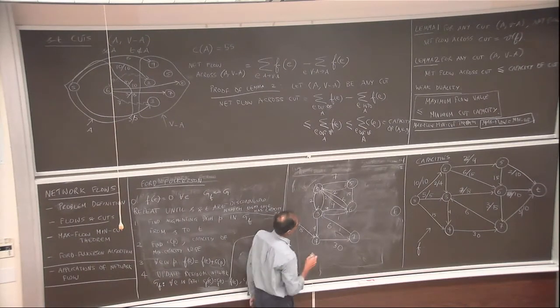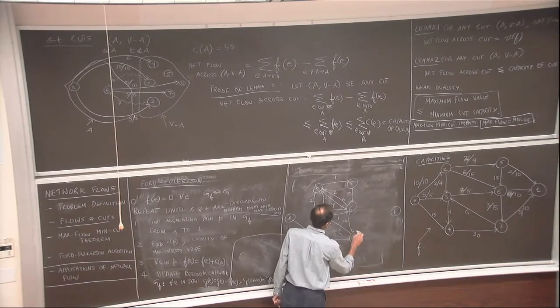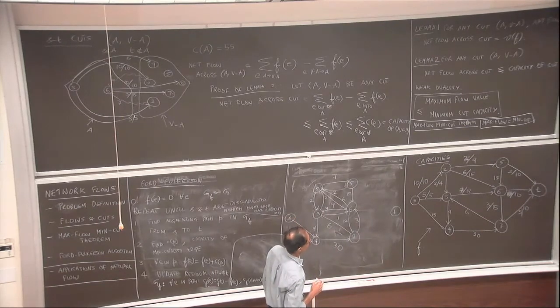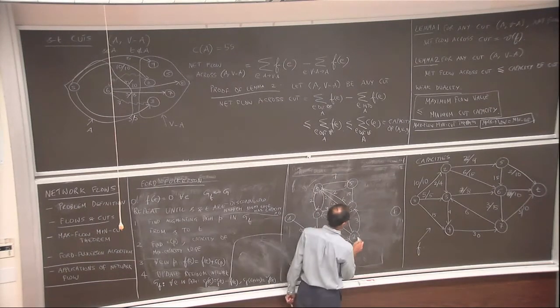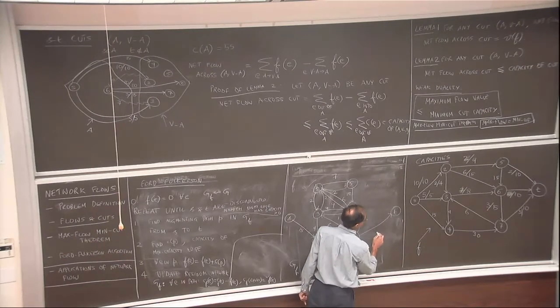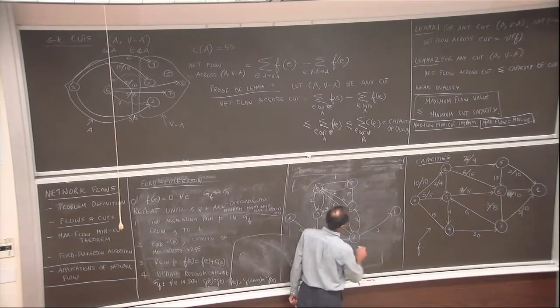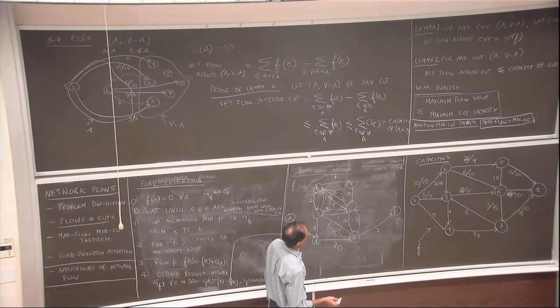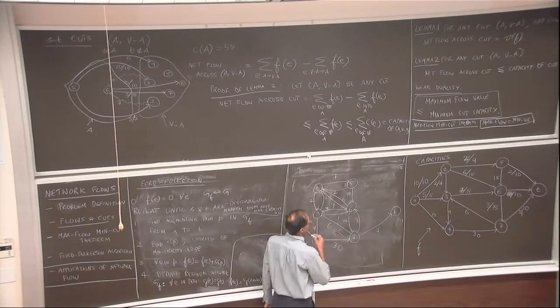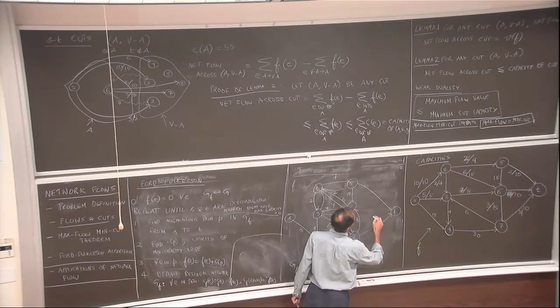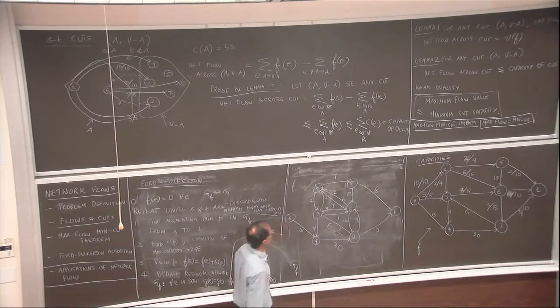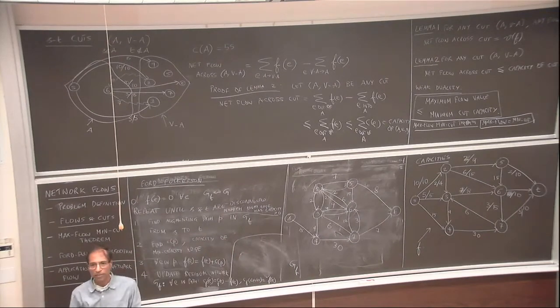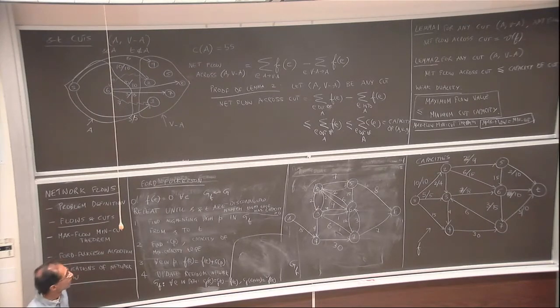6 to 7 has a capacity of 12. 7 to 6 has a capacity of 3. 7 to T has a capacity of 7, and I'm not going to draw the edge back. 6 to T is capacity 0, and I'm not going to draw the edge back. 5 to T has a capacity of 0. So this is the residual network. It basically captures every addition I could do. Okay? And corrections I could make to the previous flow.